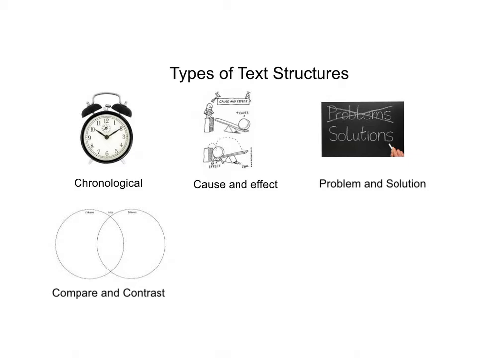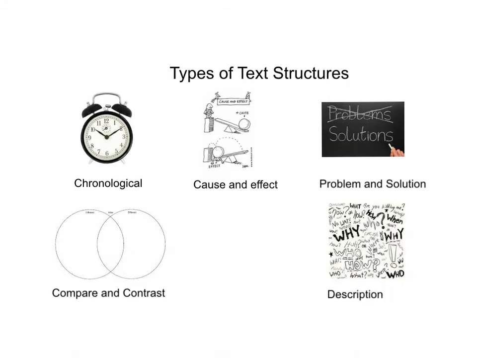A compare and contrast text structure, which looks at the similarities and differences between two topics. And a description text structure, which describes the who, what, why, when, and how of an event. It is the basic expository text structure. Each of these text structures has its own unique way of being formed and utilizes specific transition words. In later tutorials, we will describe each and every one.